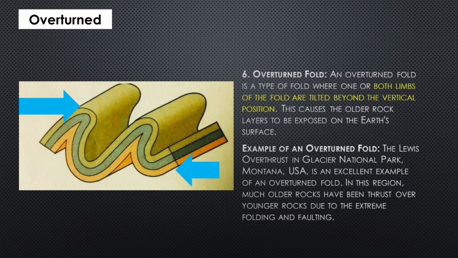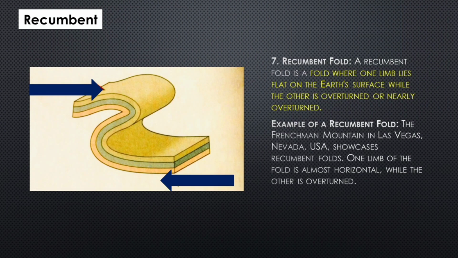Keep watching. Next one is the recumbent fold. A recumbent fold is a fold where one limb lies flat on the surface while the other is overturned or nearly overturned. So you can see here, one is flat, another one is overturned. The arrow implies that here. An example of a recumbent fold is available in Las Vegas, Nevada, USA.